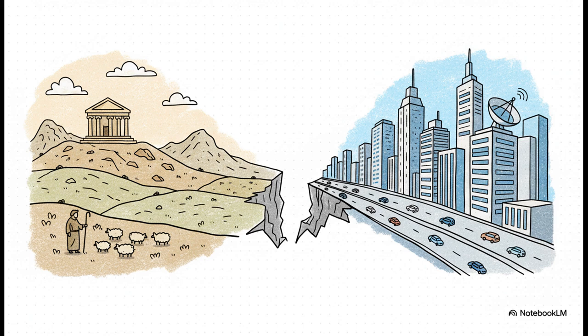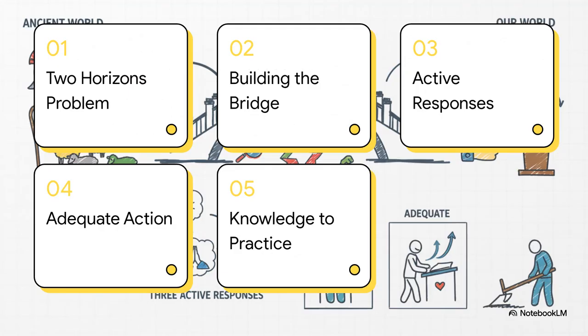Just look at this. On one side, you've got the biblical horizon, a world of Roman emperors, shepherds, and temple worship. And on the other, you've got our world: smartphones, a global economy, social media. At first glance, they seem like two totally different planets. But here's the good news. There is a way to close that gap, a method for building a bridge between these two worlds.